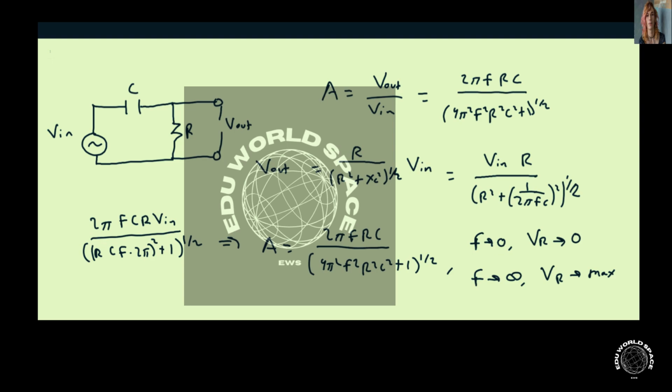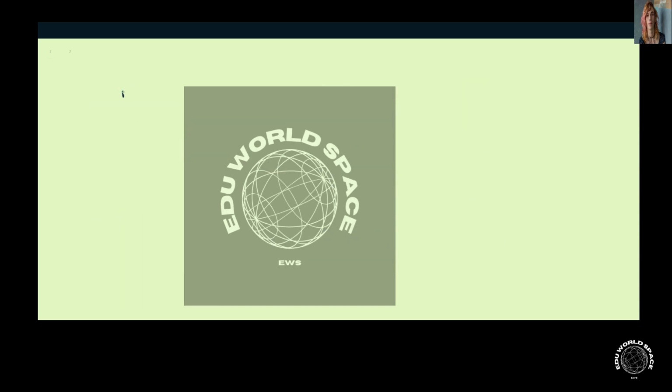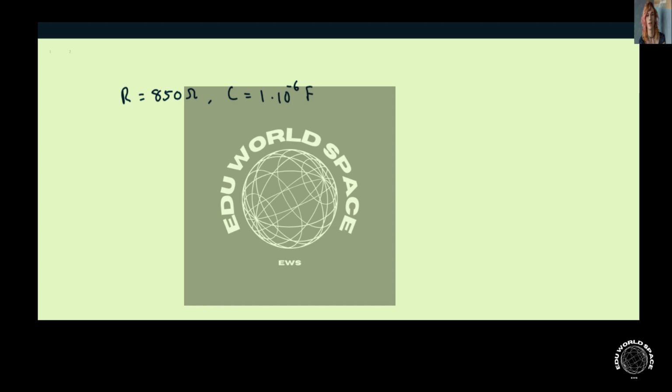So in the final part of this question, we're given specific values. So let's pop over to a new page. We're choosing our resistance to be 850 ohms, our capacitance to be 1 times 10 to the minus 6 farads, so 1 microfarad. We want to plot a graph of the logarithm of A versus the logarithm of F, the frequency. So we want log A over log of F.